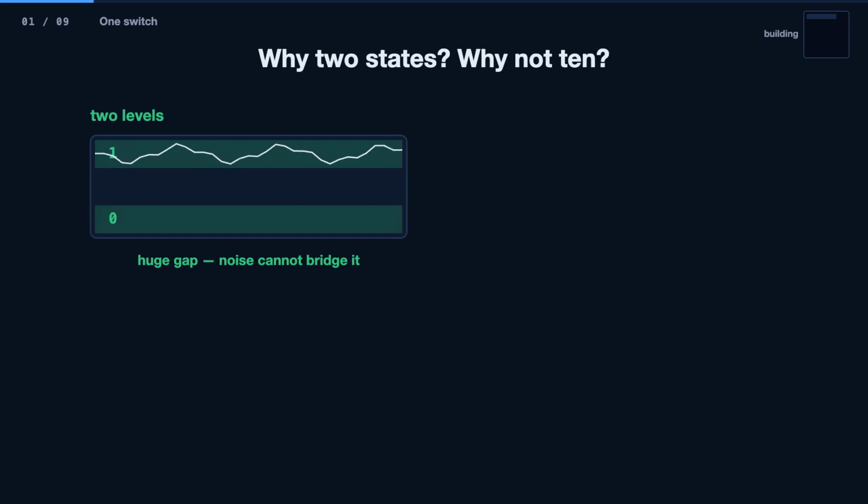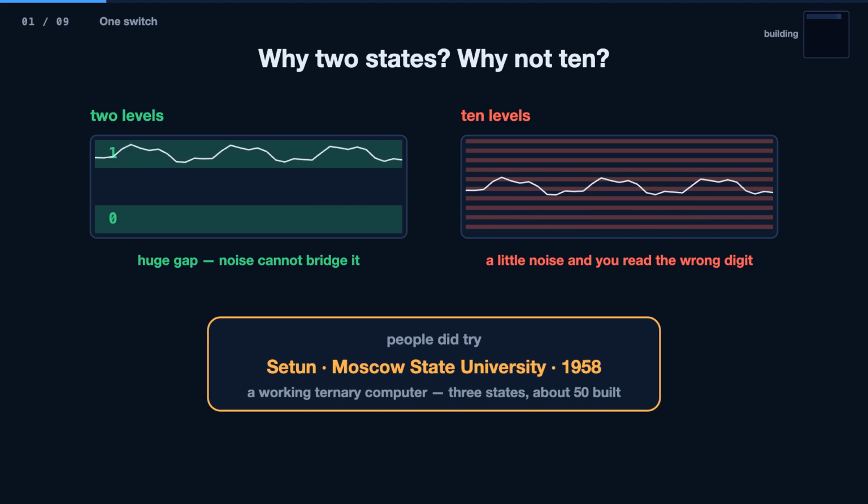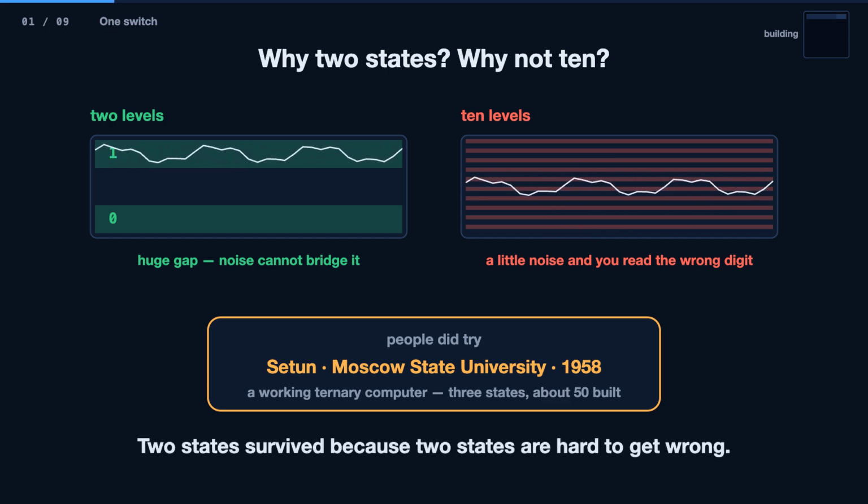Now, why only 2 states? Why not 10 and store a decimal digit in every wire? Because electricity is noisy, and noise moves voltages around. With 2 levels, there is an enormous gap between them. Noise cannot push a 0 far enough to look like a 1. With 10 levels, the gaps are tiny, and a little interference gives you the wrong digit.